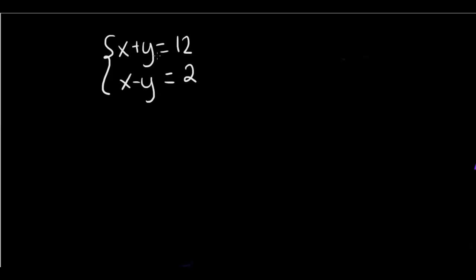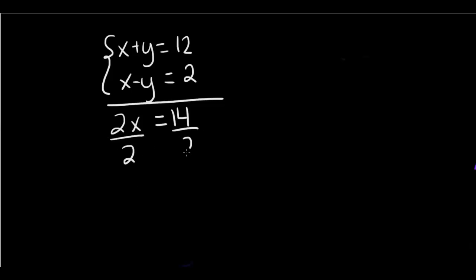On this one, if I were to combine these two equations, the y is going to go away, and that's what we want. I want to eliminate one of the variables. So x plus x is 2x equals 12 plus 2, that's 14. We divide both sides by 2, so x equals 7.